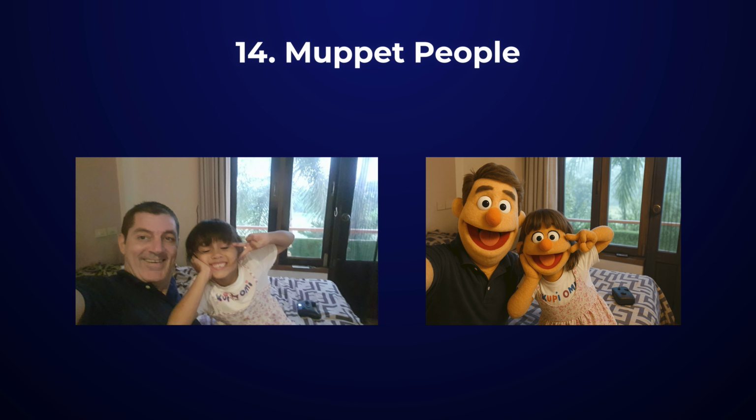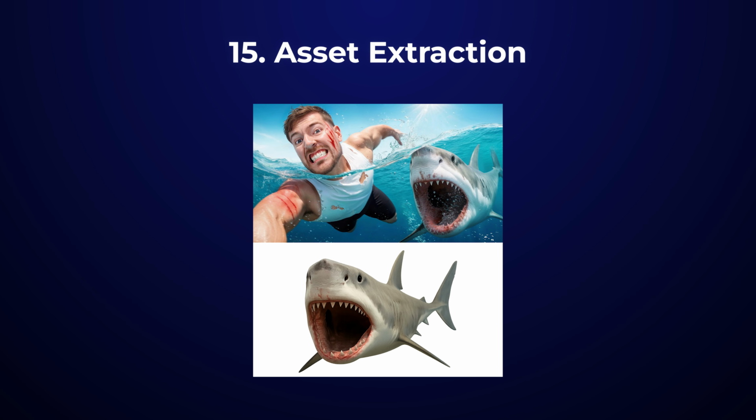Muppet People. The quirky yet entertaining use case involves generating Muppet-style characters, and this feature has gained popularity for its humorous and creative potential, allowing users to create fun and engaging visuals. And lastly, asset extraction. The AI can assist in extracting assets from existing images, enabling users to isolate elements for reuse, and this functionality is particularly useful for designers looking to repurpose visuals without starting from scratch.